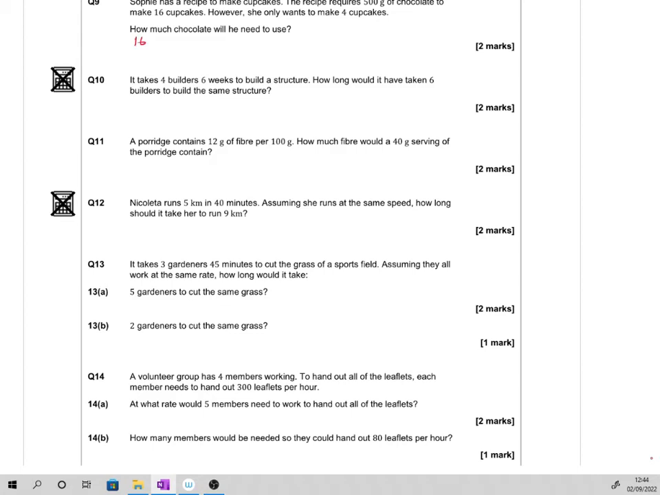So, 16 over 4 equals 4. So she's 4 times less. So we need 500 grams divided by 4, which is 125 grams of chocolate.